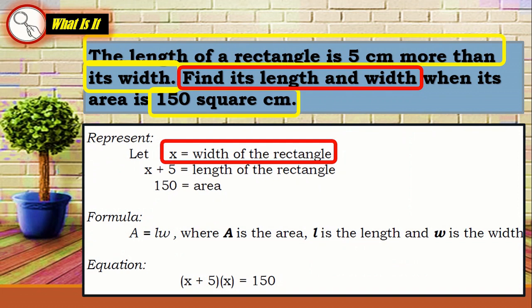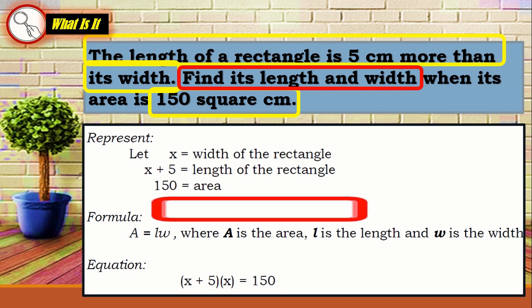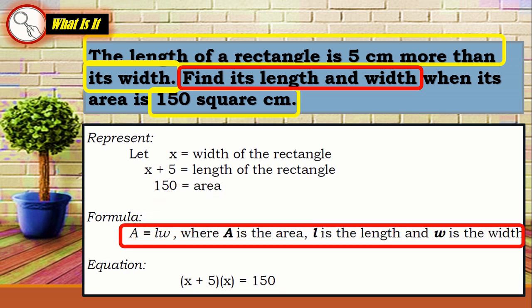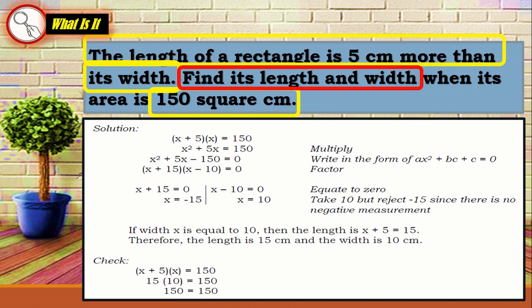Now let us represent what we have understood. So again, the width of the rectangle is x because that's the basis for the length of the rectangle, which is 5 more than the width. And the area is 150. The formula for getting the area of the rectangle is length times width. Therefore, we multiply the length, which is x plus 5, and the width, which is x, is equal to the area of 150. Therefore, the quantity of x plus 5 times x is equal to 150.